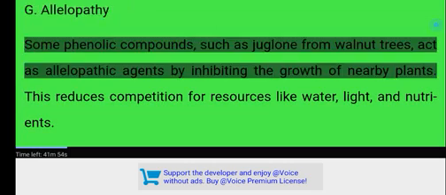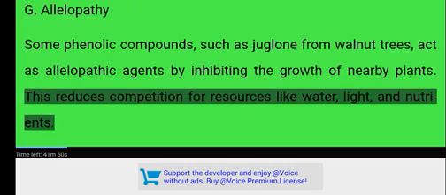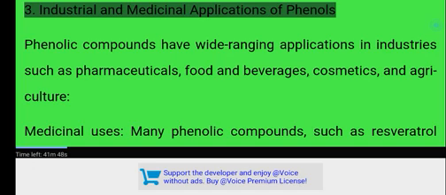G. Allelopathy. Some phenolic compounds, such as juglone from walnut trees, act as allelopathic agents by inhibiting the growth of nearby plants. This reduces competition for resources like water, light, and nutrients. 3. Industrial and medicinal applications of phenols.